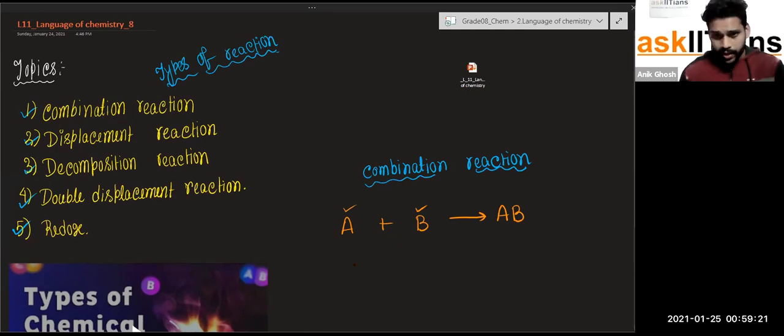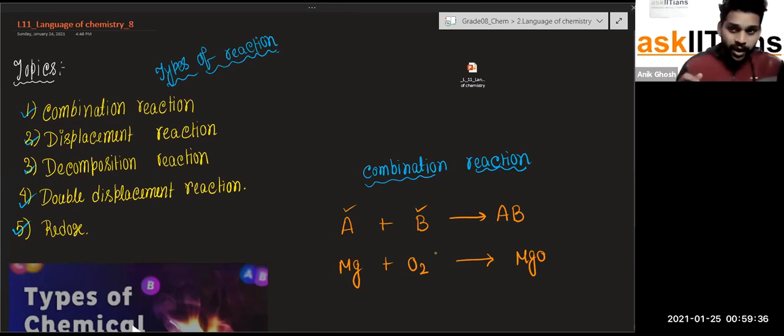So let me give you an example. When magnesium is burnt in air, together with oxygen they give you MgO. So you can see this magnesium and oxygen are just combining with each other. You can also figure it out another way. When two reactants are giving one product, we can also say that is a combination reaction. Definitely they have got combined together for that reason only. So this is a combination reaction.